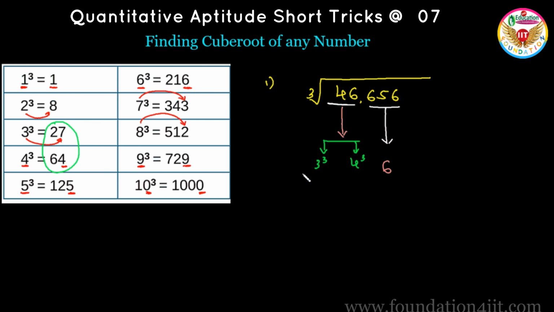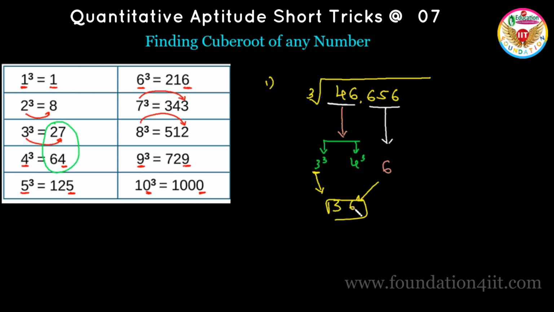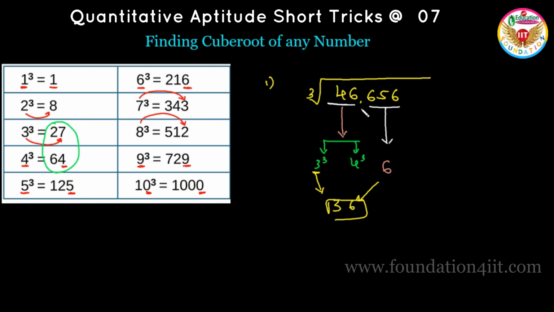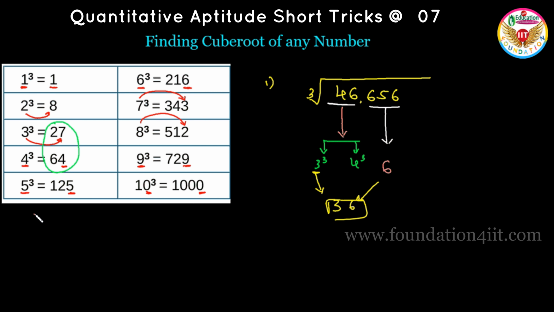So the starting number is 3. So you should take it as a 3. 3 and this is 6. Yes, simple. So 36 is the answer. 36 cube is 46,656. The cube root of 46,656 is 36.